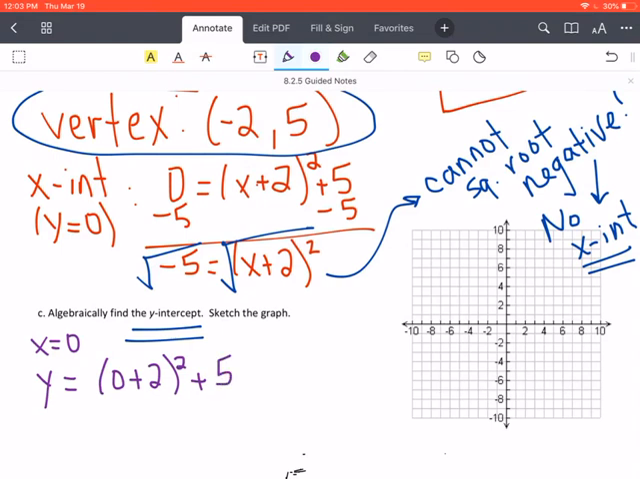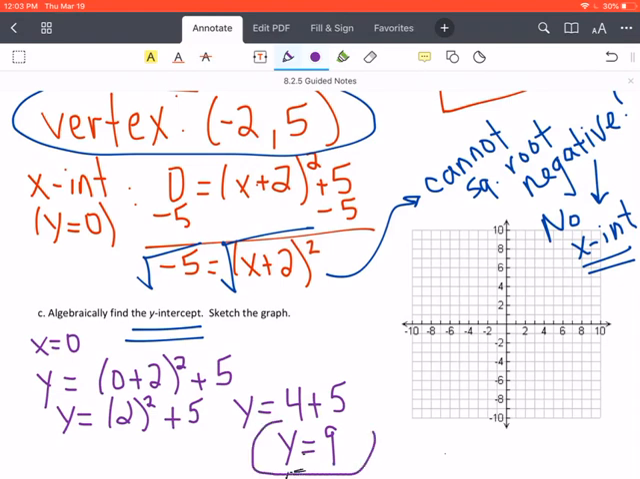And we're just going to do the order of operations. We have 2 squared, I'll just write it, plus 5. So y equals 4 plus 5. Our y-intercept is 9. So that's only a second point. But what can we do? We can mirror this point over the line of symmetry.